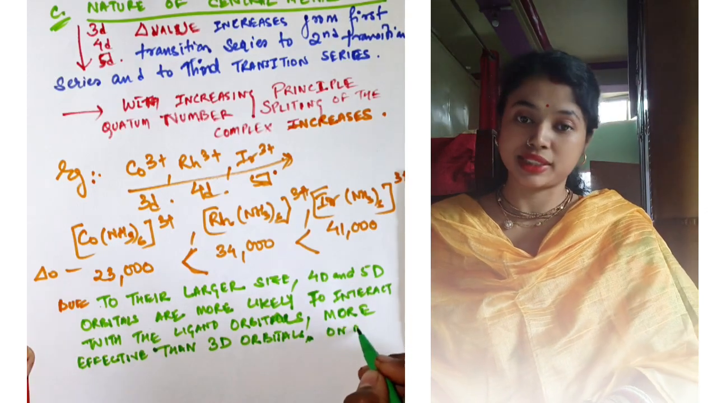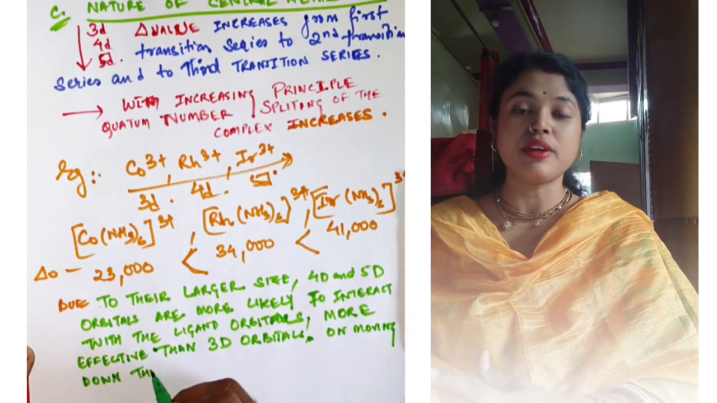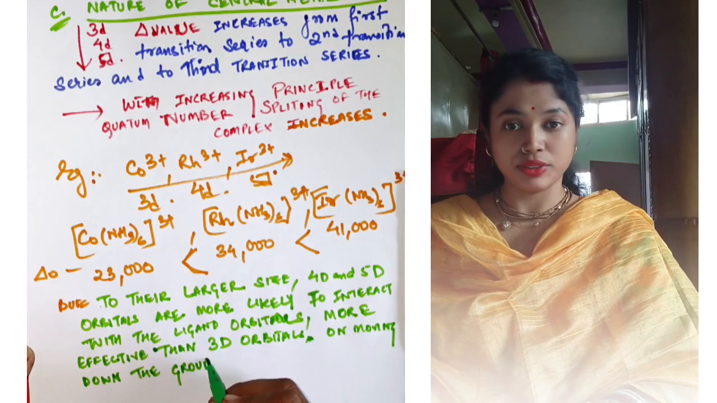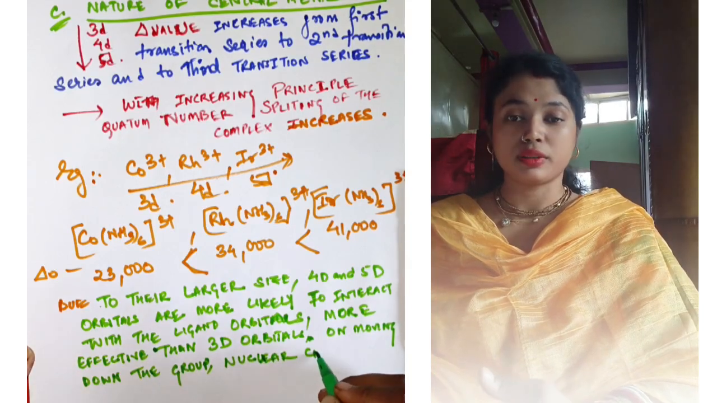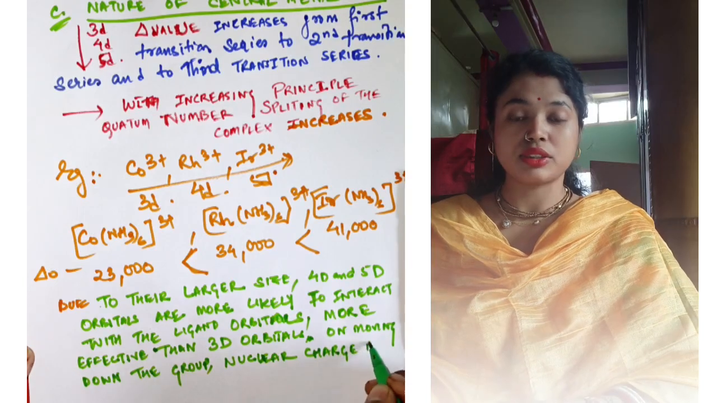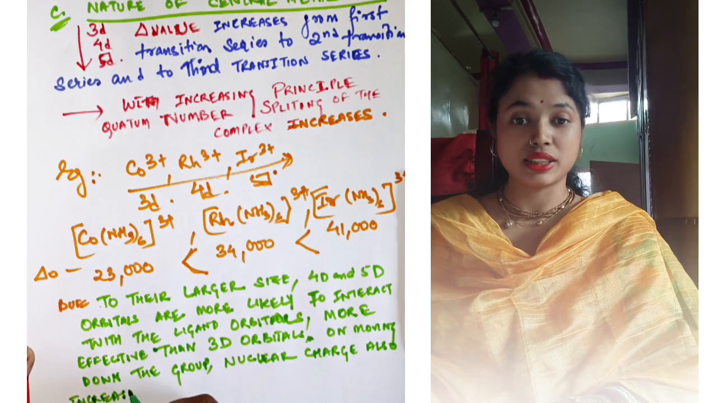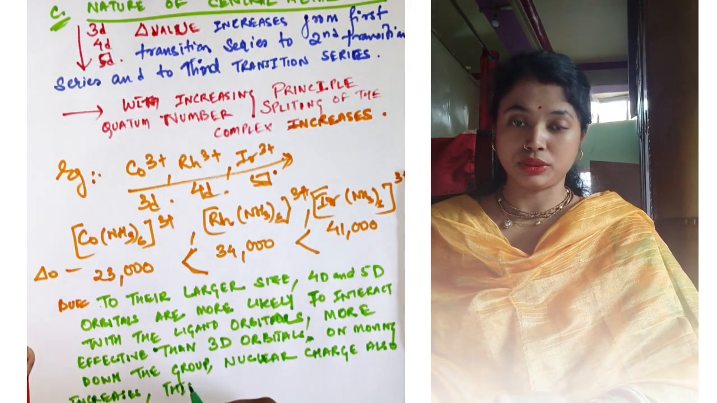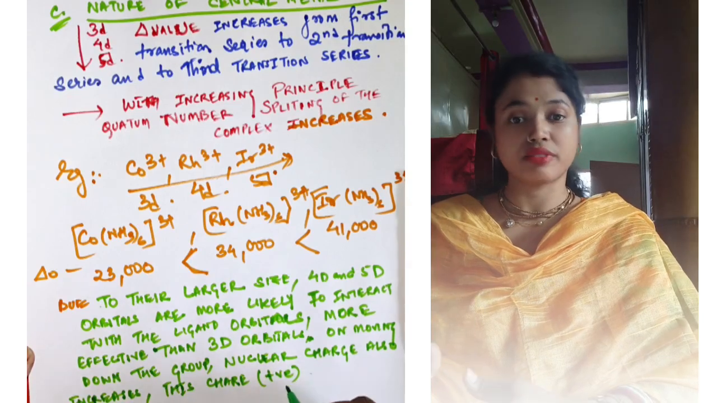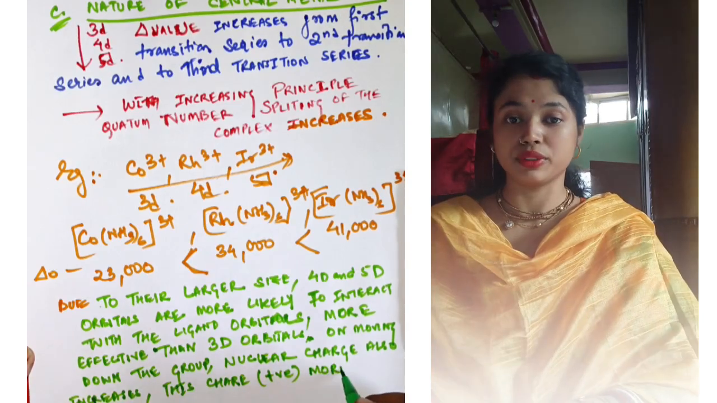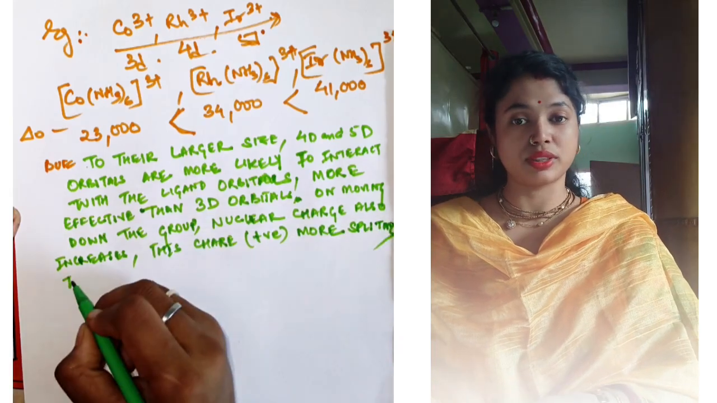Okay, on moving down the group, nuclear charge also increases. So this positive charge now forms more splitting with negative ligands.